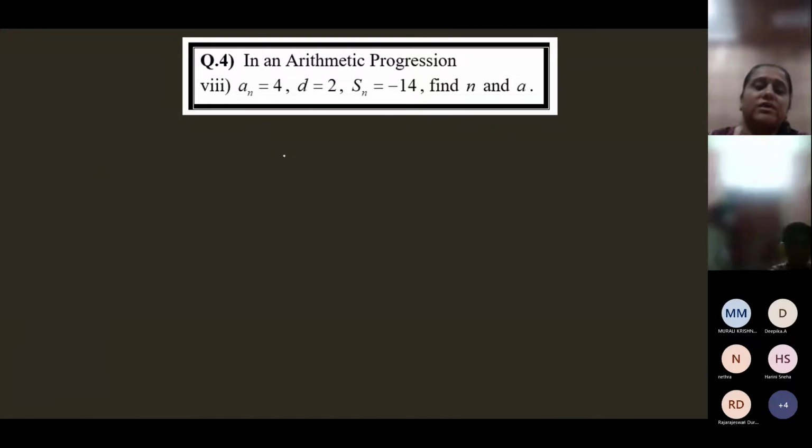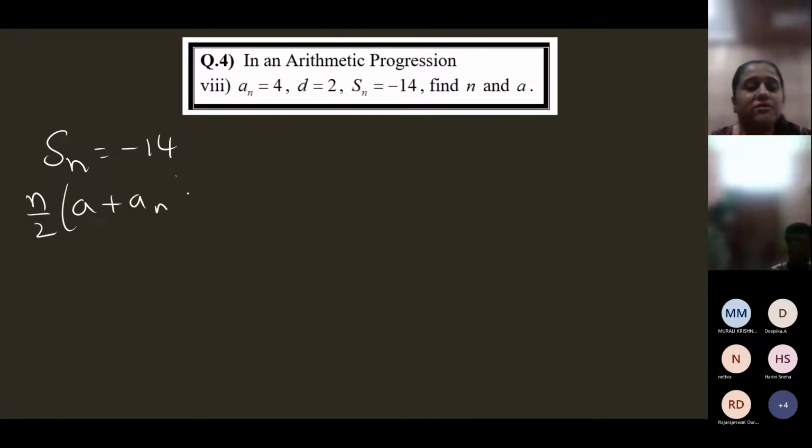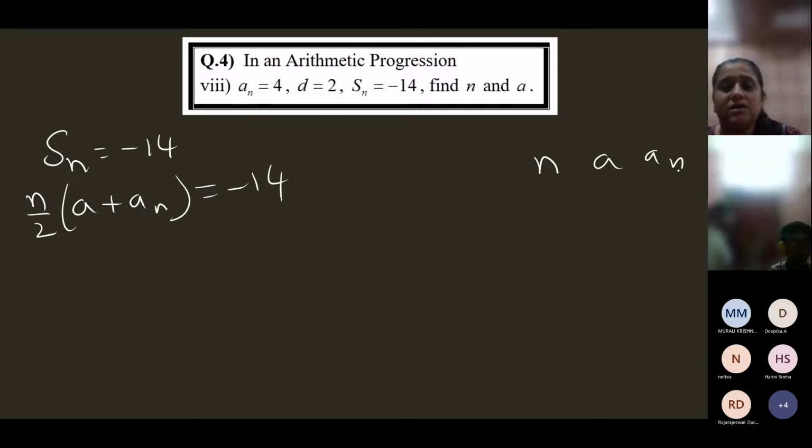So here also we have An, Sn. Let's just write this and check if we can use this formula. Sn is equal to minus 14. Supposing we use this formula, n by 2 of the first term plus the last term is equal to minus 14. The three unknowns here are n, a, and an. We don't know n, we don't know a, and we know an. So two things are unknown here.